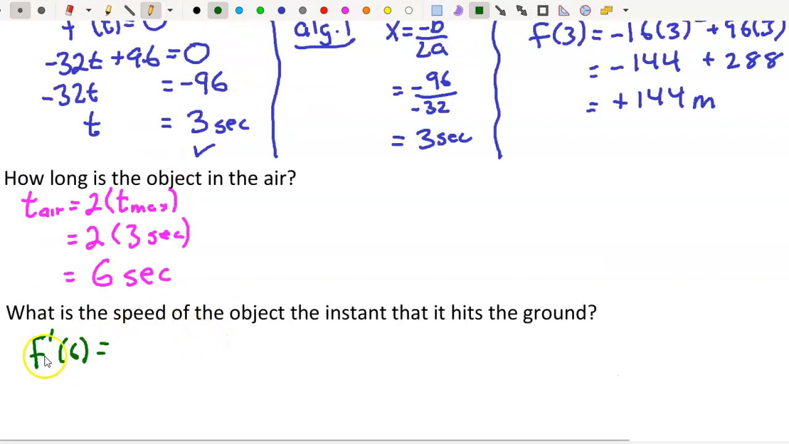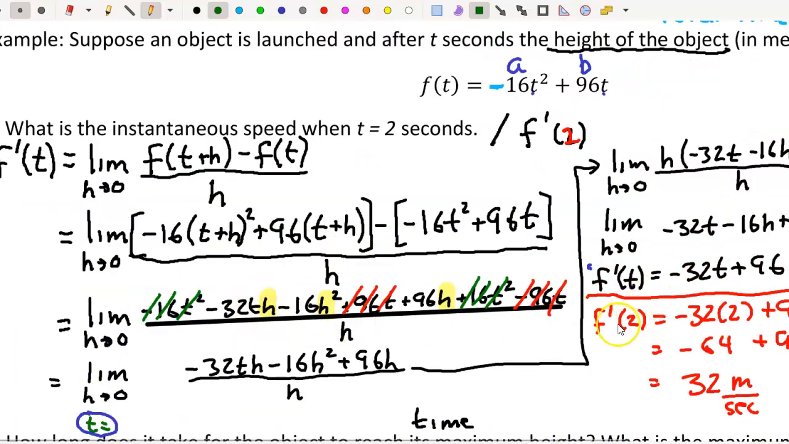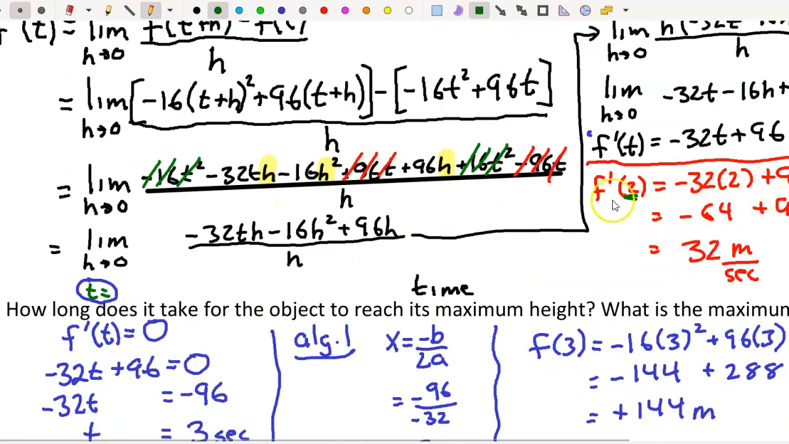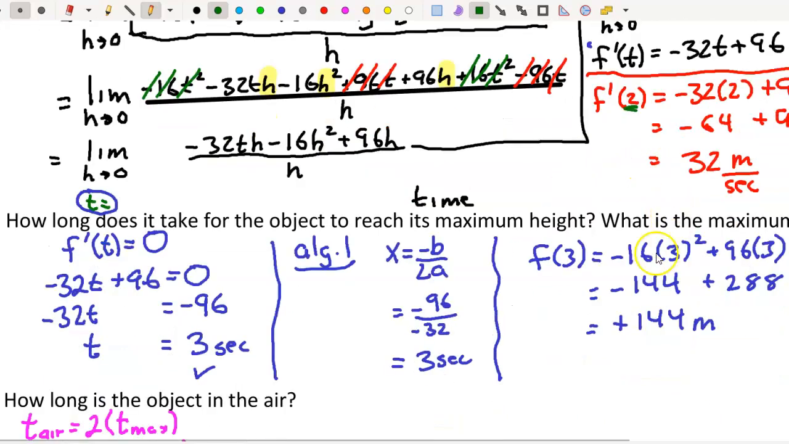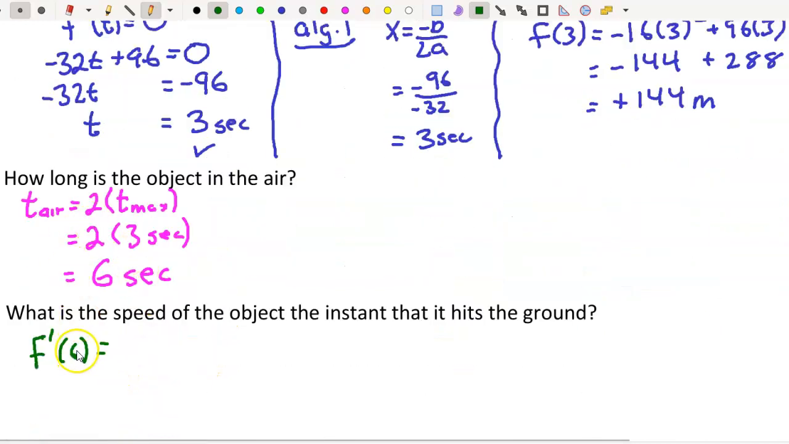So we used this twice. We first did it with the first question. It said how fast is it going at 2 seconds, and now we're doing it again at 6 seconds. Of course, we didn't know at the time that 6 is when it's hitting the ground. We had to go through this work right here to find out, oh, it's 3 seconds to halfway, and then we had to double it to get 6 seconds. Then we can plug it into the derivative formula to give us the speed at that particular time.